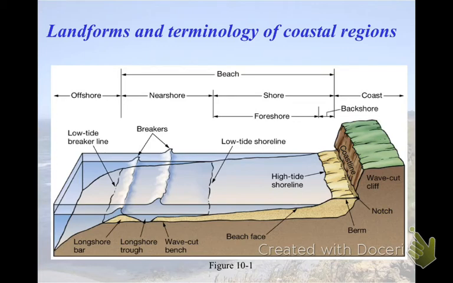And on an erosional coast, like we see in this picture, you would also have what's called a wave cut cliff. And there's a whole set of features associated with that specifically that we will learn about later on.